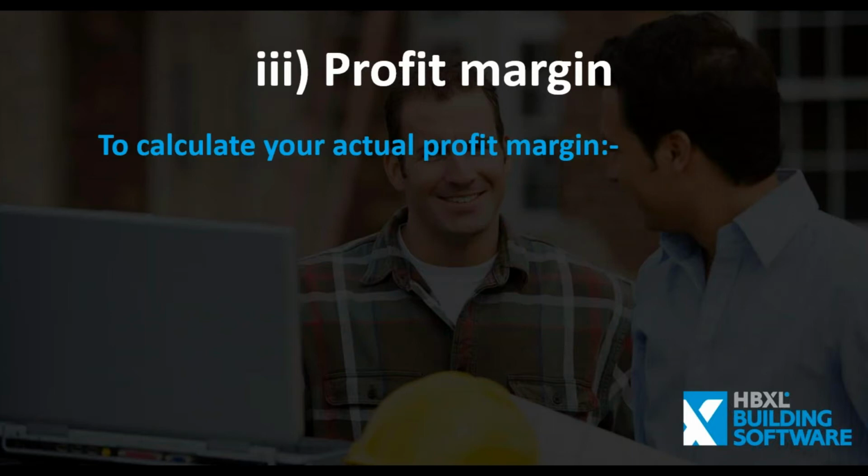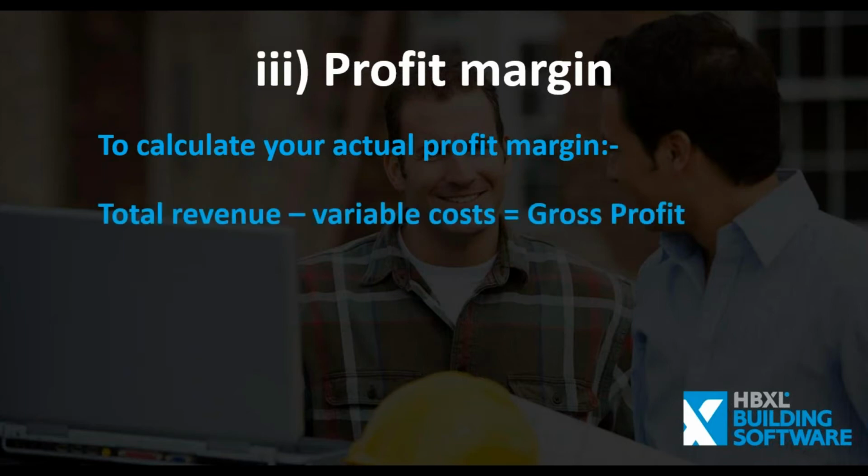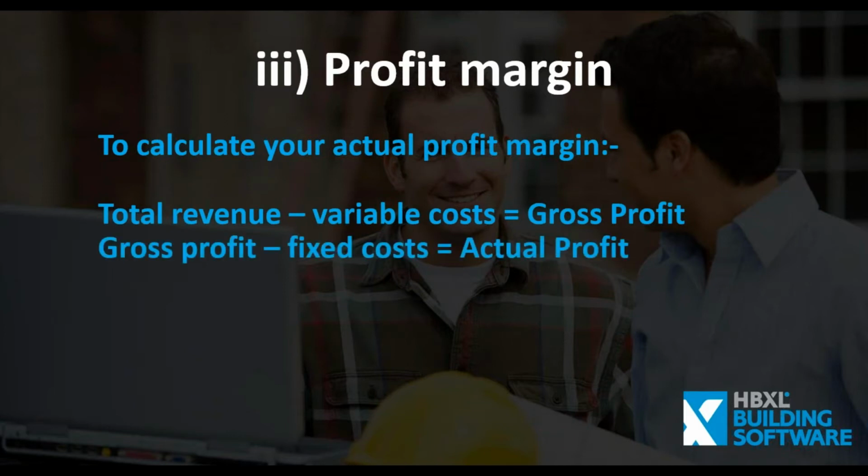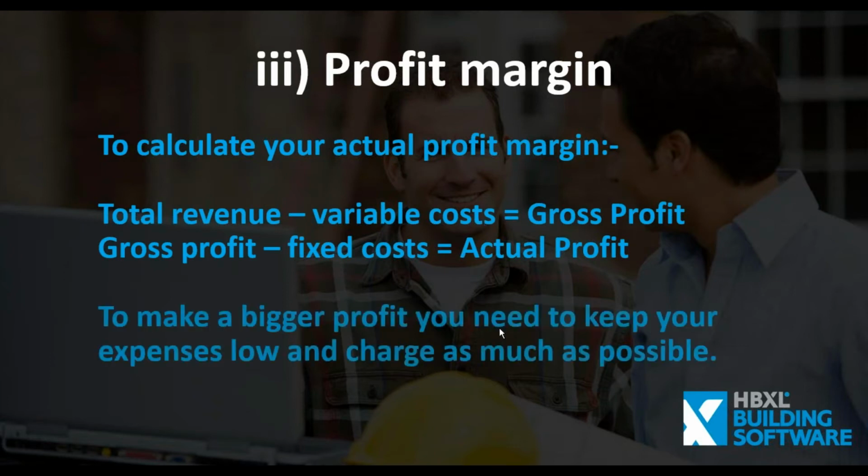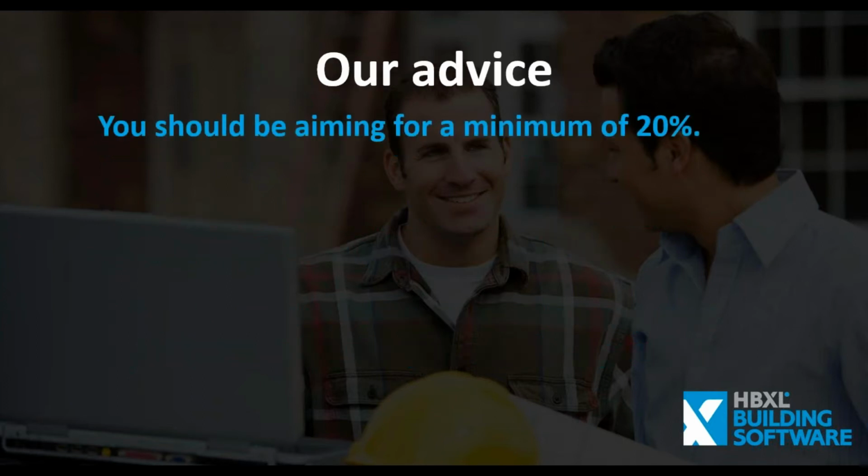Okay, let's go over again how to calculate your actual profit margin on the job. Total revenue minus your variable costs gives the gross profit for the business. Your gross profit, take away your fixed costs, gives the actual profit. This is what we're interested in making, the actual profit for the business. It sounds simple, but to make a bigger profit, you've got to keep your expenses as low as possible and keep your income as high as possible.